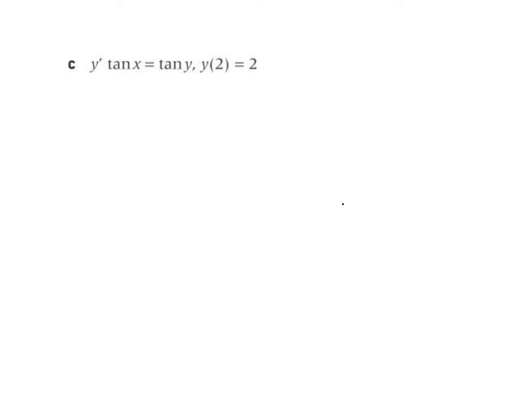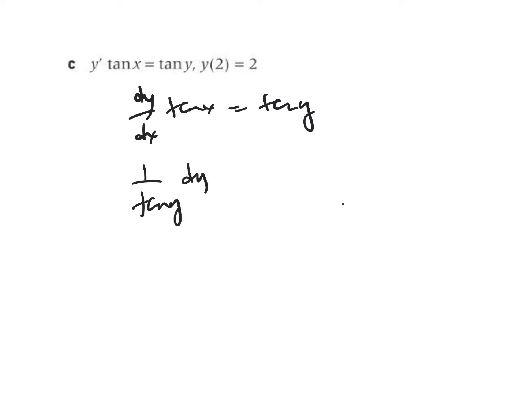Okay, so in doing this problem here, I know that this says dy/dx tangent x is equal to tangent y. I'm going to change my variables around, and I'm going to divide by tangent of y. 1 over tangent y dy is equal to 1 over tangent x dx, doing some algebraic manipulation there, and I'm going to take the integral of both of those.